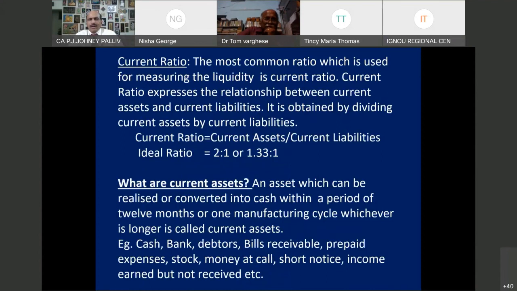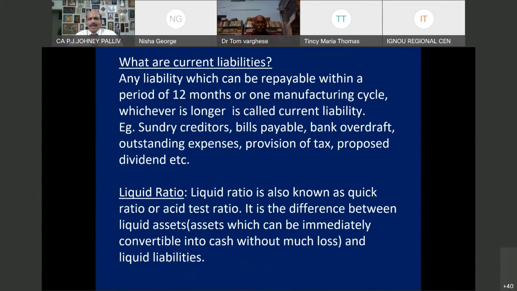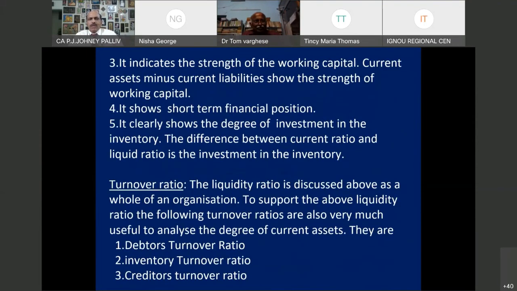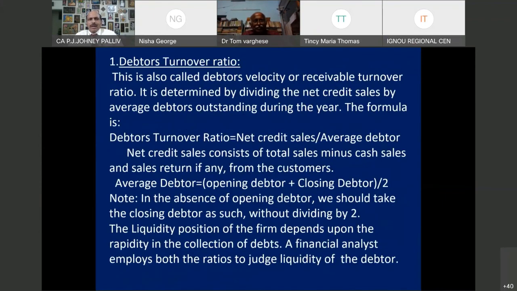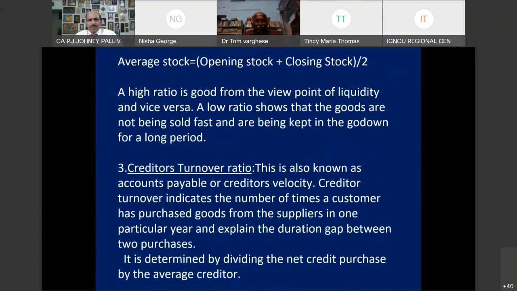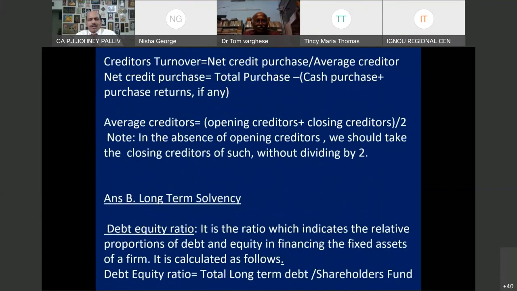So current ratio, I have already explained to you. I need not spend time on that. Current liabilities, I have already told you. Liquid ratio, already explained. Liquid liabilities, I have explained. Use of liquid ratio, already explained. Turnover ratio, I have explained. And debtors turnover ratio, we have made use of this in the problem itself. Inventory turnover ratio, all these are theory parts which you can learn from the books, which require no explanation. Creditors turnover ratio, long-term solvency ratio. We'll come to long-term solvency ratio. The second part of our discussion is long-term solvency ratio. First one is debt equity ratio. It is the relation between the debt and equity in financing fixed assets of a firm.